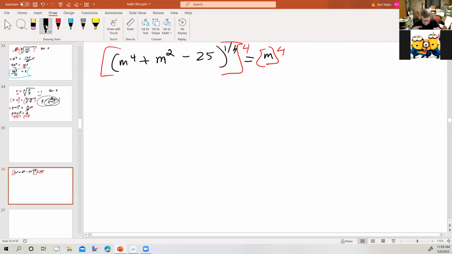So m to the 4th plus m squared minus 25, the whole thing to the 1/4 power, and then that whole thing to the 4th power. We multiply the exponents together, which becomes a 1, and so we get that, and on the right we get m to the 4th power. Any questions about that?